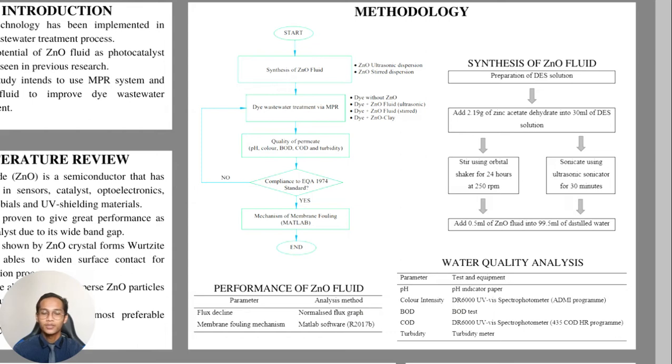pH indicator paper for pH value. A DR 6000 UV-Vis spectrophotometer for color intensity and COD. BOD test for BOD and turbidity meter for turbidity.